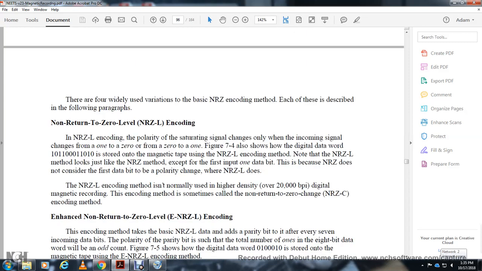Alright, now return to zero level encoding. Return to zero level encoding changes polarity of the saturation signal chain, but only when the incoming signal changes from 0 to 1. Figure 7 shows how the digital data word of ones and zeros is stored onto the magnetic tape using the non-return to zero level encoding method.